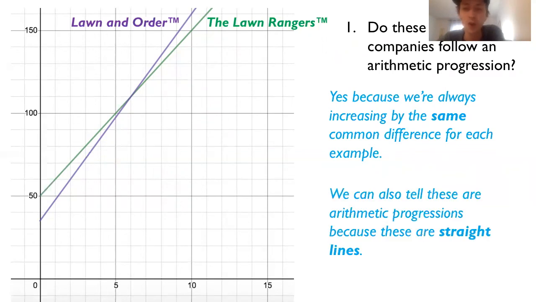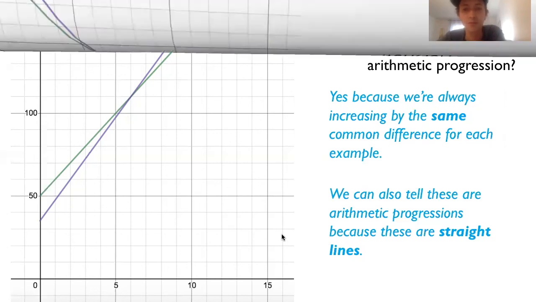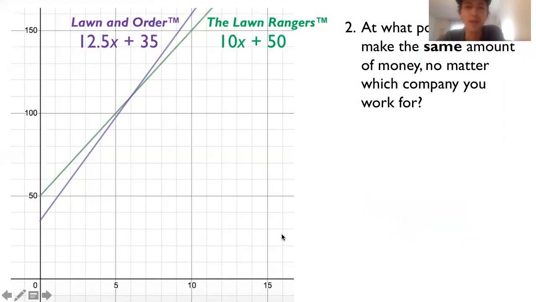If you ever see a curved line, and you certainly will in math, it means that it is not an arithmetic progression, and that we're not going to work with it much in Sec 1. So here they are with the rules. And what I want you to figure out is at what point would you make the same amount of money no matter which company you work for?